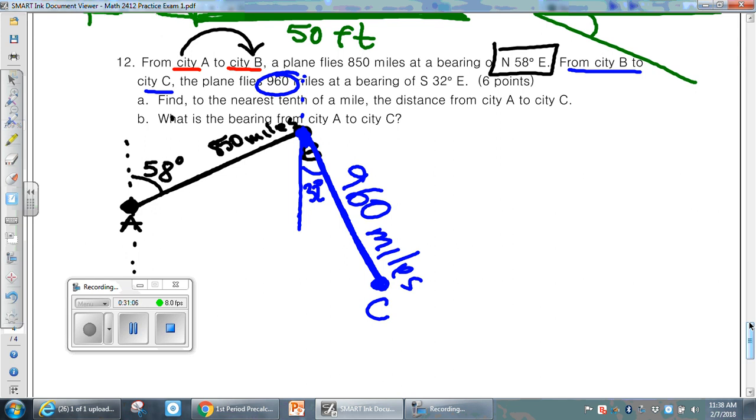Now, the question is, worth 6 points: find to the nearest tenth of a mile the distance from city A to city C. It looks too easy. How do you guys know you can do Pythagorean? Do you know for sure this is a right angle? It's not a right triangle?